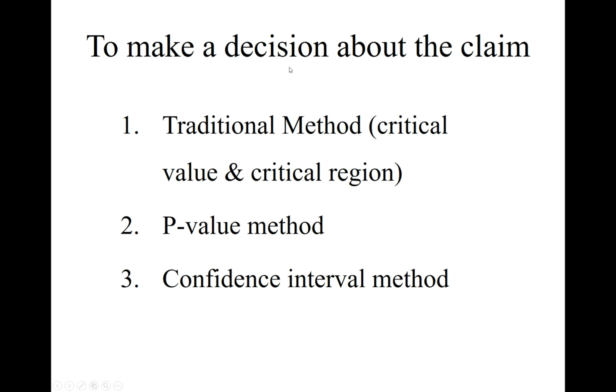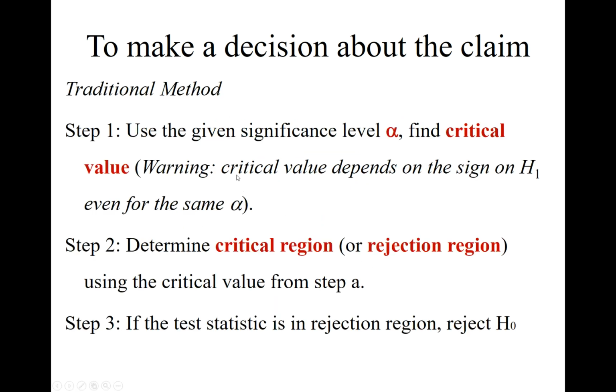Now let's take a look at how to make decisions about the claim. There are a few things that we need to discuss. One is the so-called traditional method. Here, you need to find the critical value and critical region. The critical region is also called the rejection region. Secondly, we need to look at the p-value method. And the last one is the confidence interval method. Three ways to make decisions.